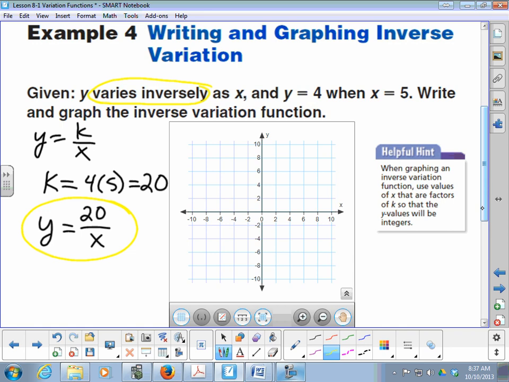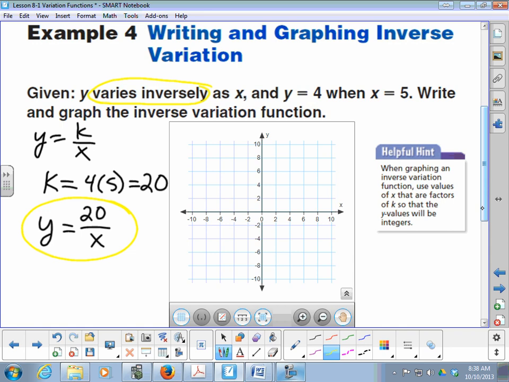And here's a little helpful hint. If you don't have a calculator, even if you do have your calculator, for graphing an inverse variation, it says use values of x that are factors of k so that the y values will be integers. Right? Because there's no y-intercept here, right? What's 20 divided by 0? That's one word for it. It's undefined, okay? All right, you can't divide by 0.